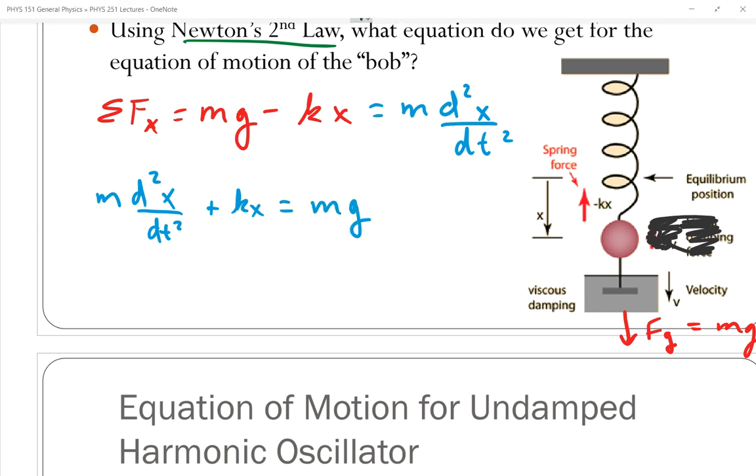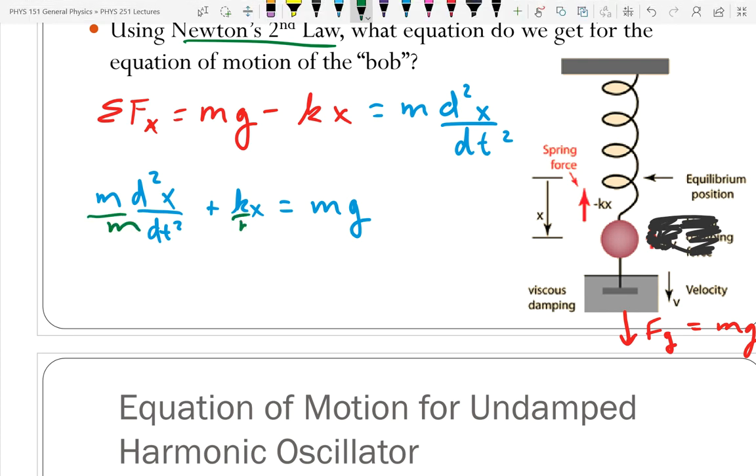And then we usually do one final step. We get the highest derivative so it doesn't have a coefficient. So I'll divide everything by m to get rid of that coefficient. And so I have d second x dt squared plus k over m x equals g. That's my second order linear differential equation.